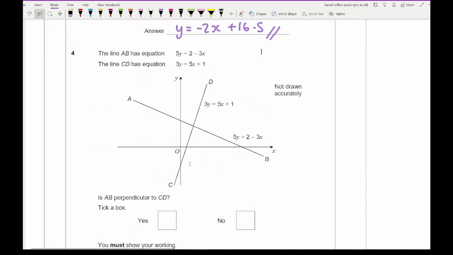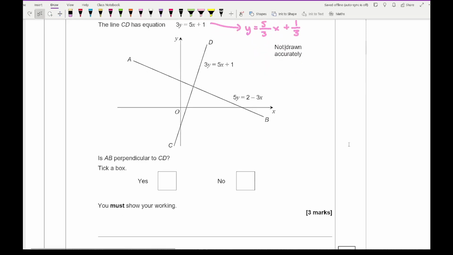Moving on to question 4, it says the line AB has the equation of 5y equals 2x minus 3, and the line CD has the equation of 3y equals 5x plus 1. The question is asking: is AB perpendicular to CD? Well, if I do a bit of rearranging, this becomes y equals 2 over 5, so I'm dividing everything by 5, x minus 3 over 5. And if I rearrange this equation, I get y equals 5 over 3 x plus 1 over 3.